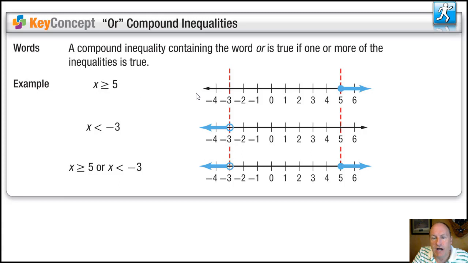x greater than or equal to 5 looks like this first number line. We have a closed circle on 5 and everything to the right of 5 all the way up to positive infinity. x less than negative 3 is an open circle on negative 3 because it doesn't include negative 3, and it's everything to the left of negative 3 all the way to negative infinity. So the union of both these parts, the or, if we were to graph x greater than or equal to 5 or x less than negative 3, we wind up joining both of these things. And so the actual graph of this compound or inequality includes both parts.